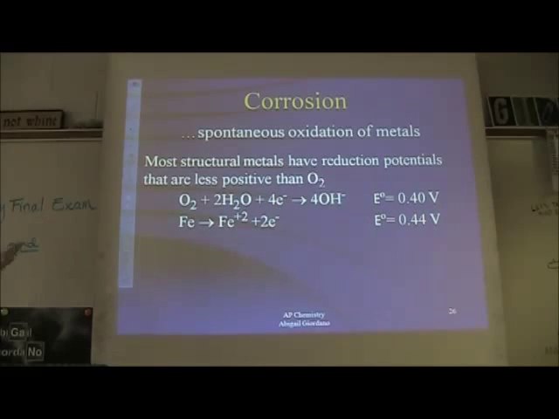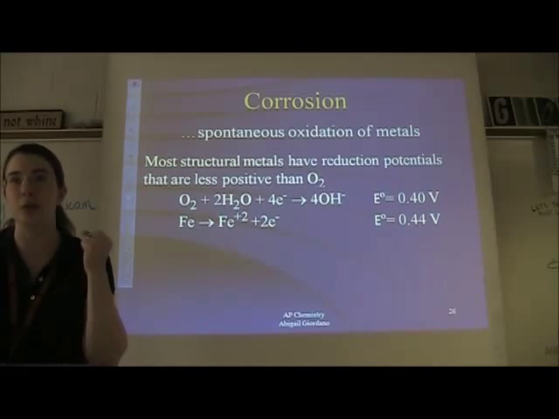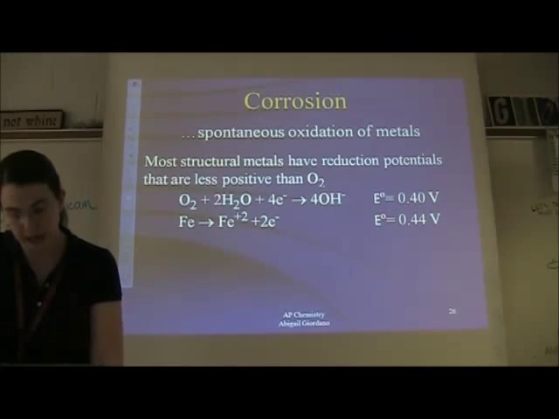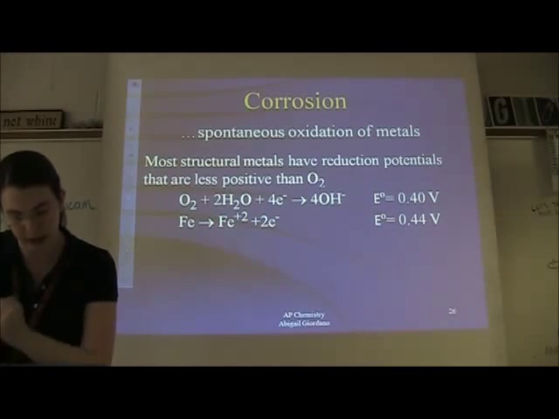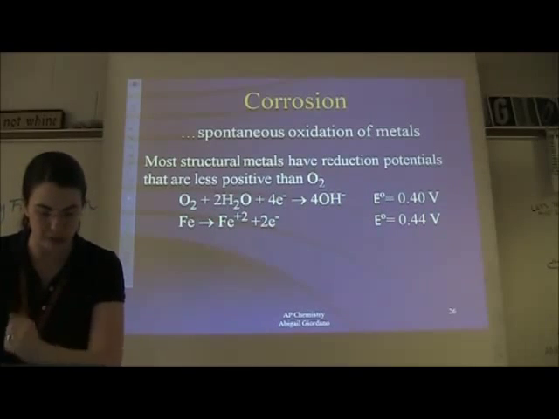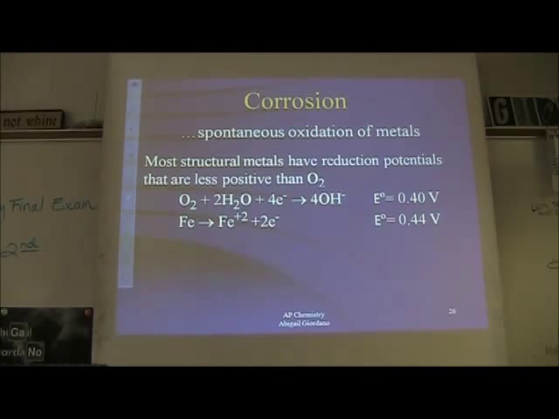But it's not just iron. If we go down the list, these metals will corrode: copper, iron, lead, tin, nickel, cadmium, iron, chromium, zinc, manganese, aluminum, magnesium, lanthanum, sodium, calcium, barium, potassium, lithium. All of those metals, if you expose them to the air, will corrode without you having to do anything.